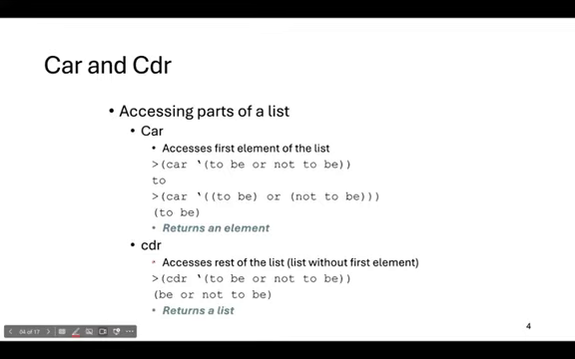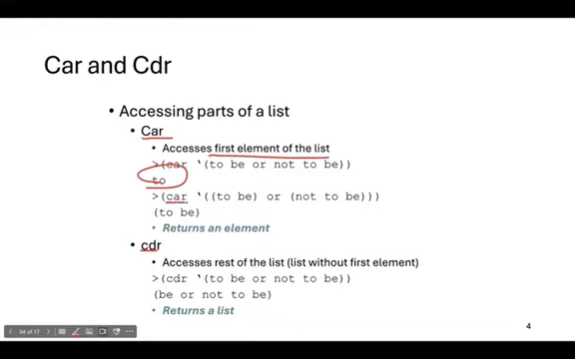So how about if we want to have a list, how can we access parts of the list? Well, we access parts of the list using two main functions: the car function, and this one is pronounced as cdr, okay? Cdr and car. What the car function does is allow you to access the first element of the list. So when you apply car on a list to be or not to be, it's going to give us the to, okay?